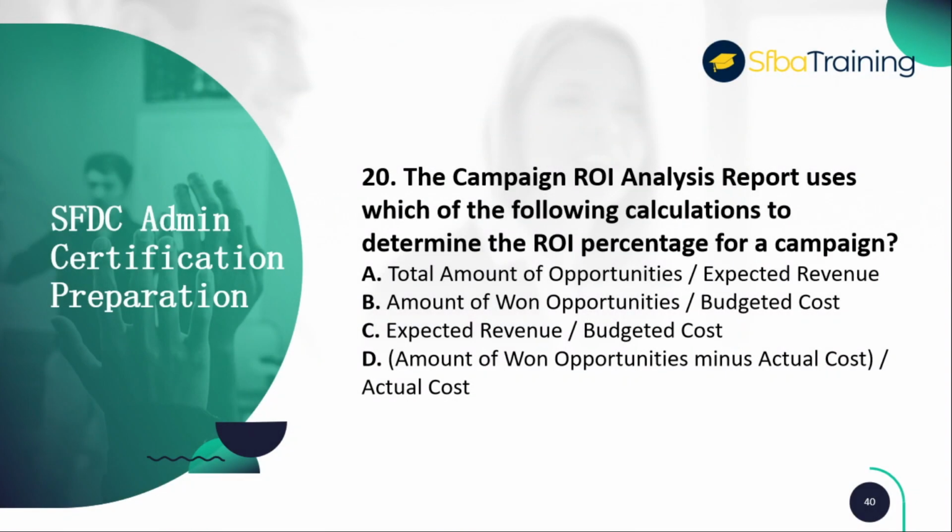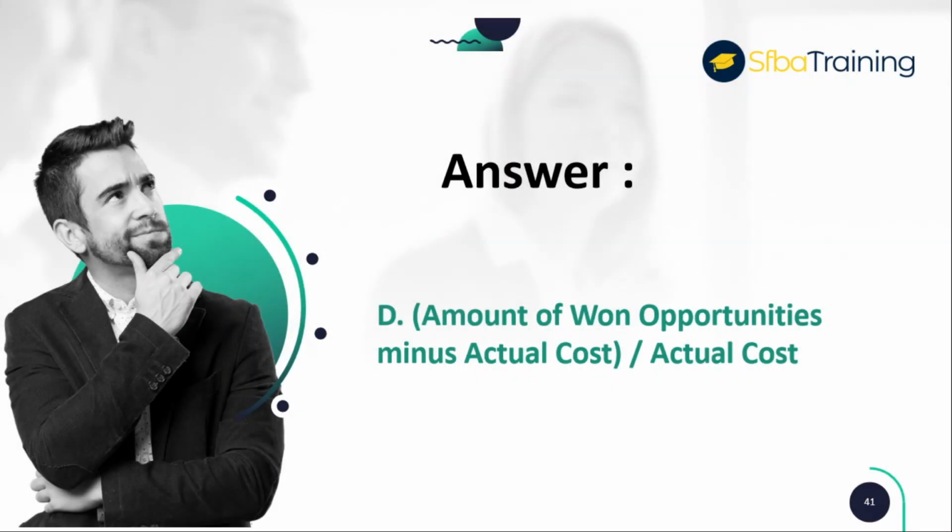Number 20. The campaign ROI analysis report uses which of the following calculations to determine the ROI percentage for a campaign? A. Total amount of opportunities, expected revenue. B. Amount of won opportunities, budgeted cost. C. Expected revenue, budgeted cost. D. Amount of won opportunities minus actual cost over actual cost. The answer is D. Amount of won opportunities minus actual cost over actual cost.